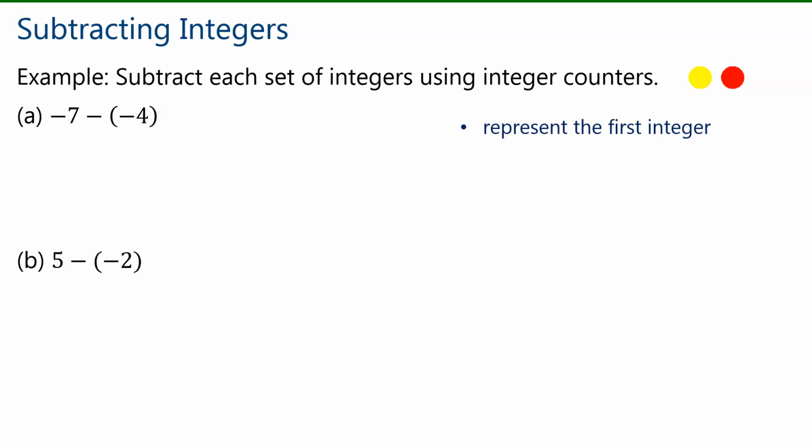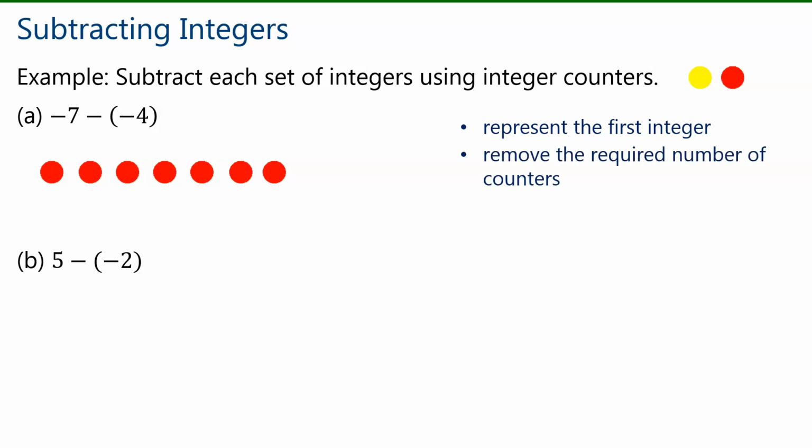So in A, we have -7 take away -4. So let's represent -7 using 7 red counters. Then we'll remove the required number of counters. I'm taking away 4 negatives. So let's circle these counters and take them away.